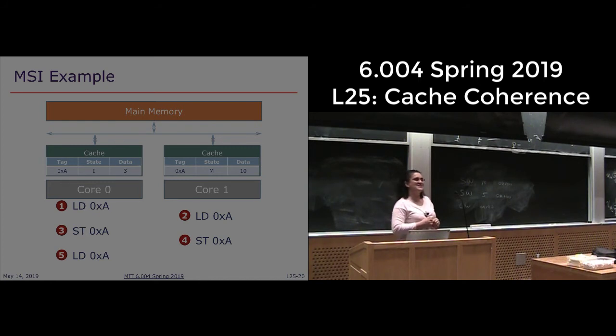One last transition. Now suppose that we come back to core 0 and it wants to do a load of address A once again. So now what has to happen? This guy is in the modified state. This one is in the invalid state. What has to happen in order for core 0 to be able to do a load? What state do they both need to be in?